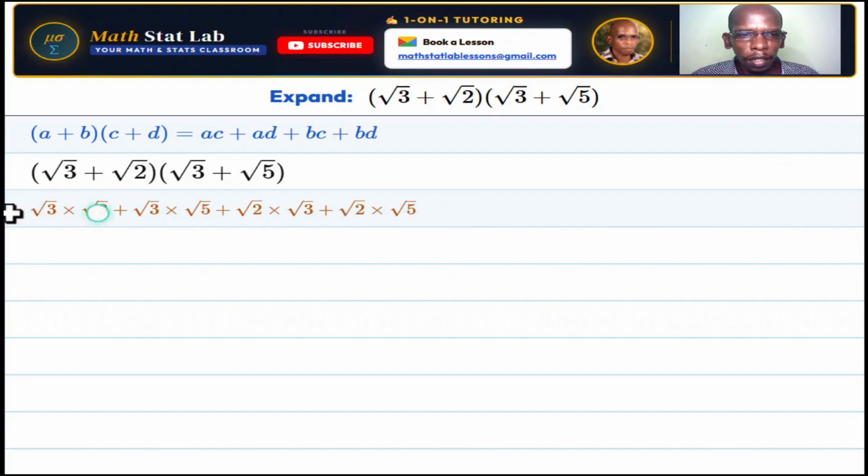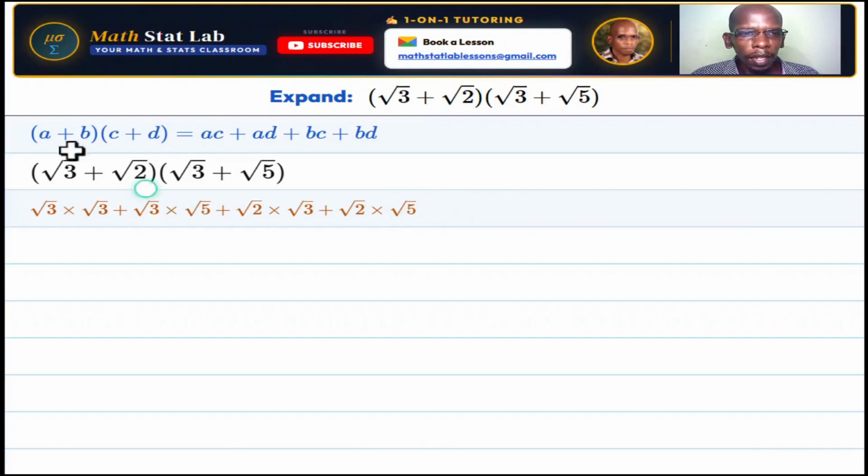And what I did here is, the first one I took the root of 3 multiplied by this root of 3, then plus again the root of 3 multiplied by the root of 5, then plus the root of 2 multiplied by the root of 3, this set here, then finally the root of 2 multiplied by the root of 5, this set here.